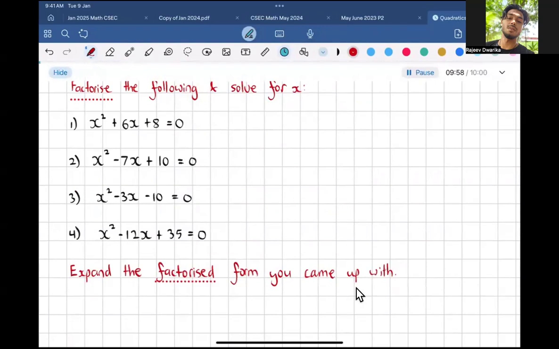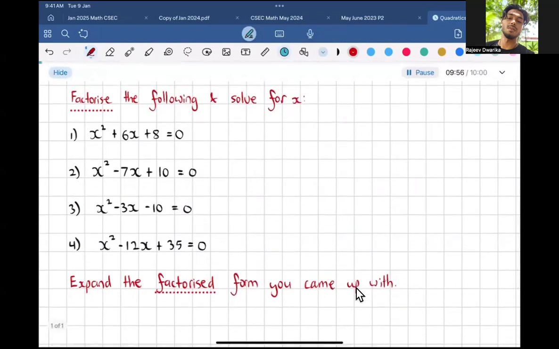So again, the method you're going to employ is you're going to look at the first term to get x squared, I would say x by x. And then you're looking at the last term. Give me an example. How could I multiply to get 8? Yeah, I can multiply to get 8, but also add to get 6.